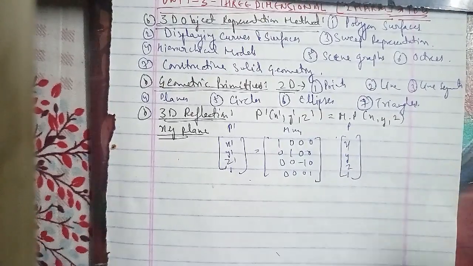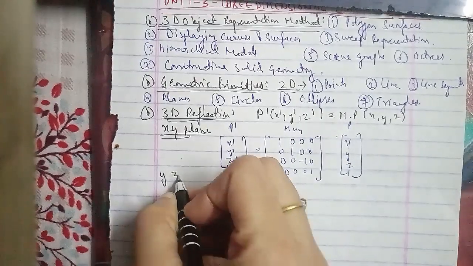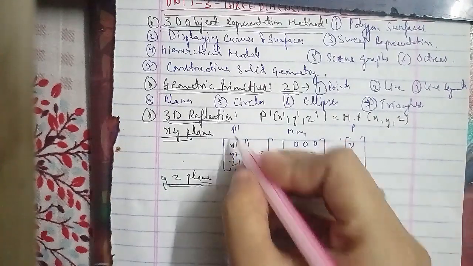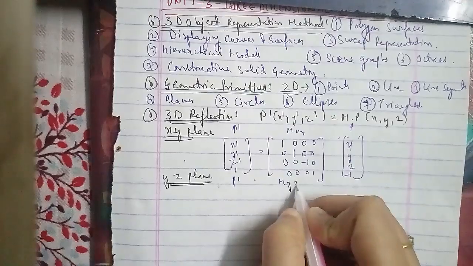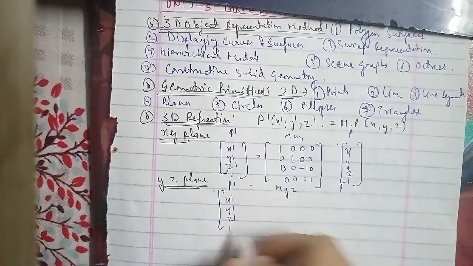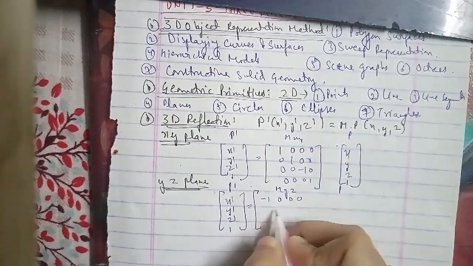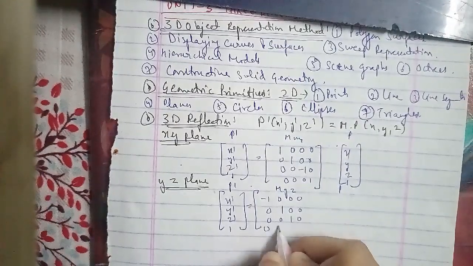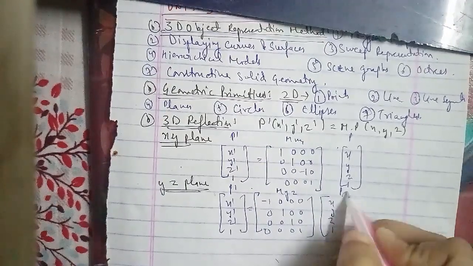For the reflection with reference to the yz plane, we have P' = Myz · P. P' is the column (x', y', z', 1), which equals the matrix [-1 0 0 0; 0 1 0 0; 0 0 1 0; 0 0 0 1] times the column (x, y, z, 1).